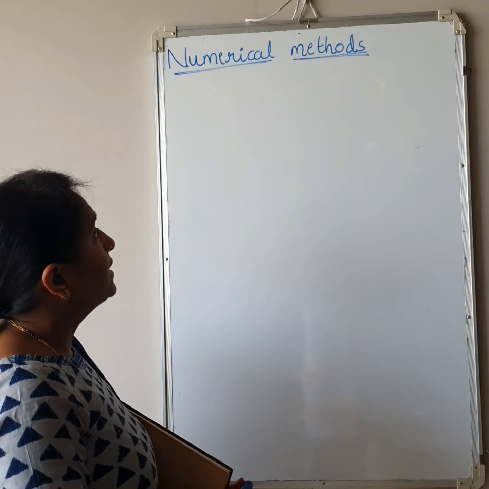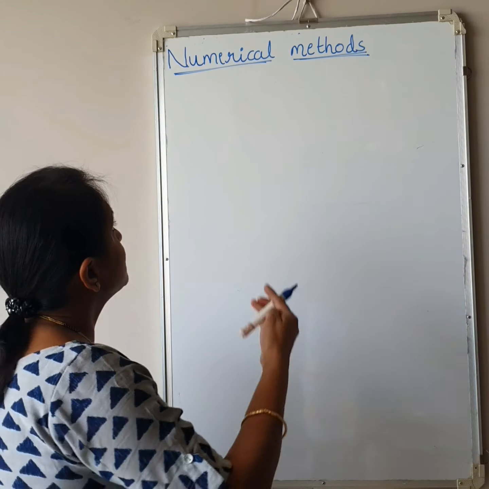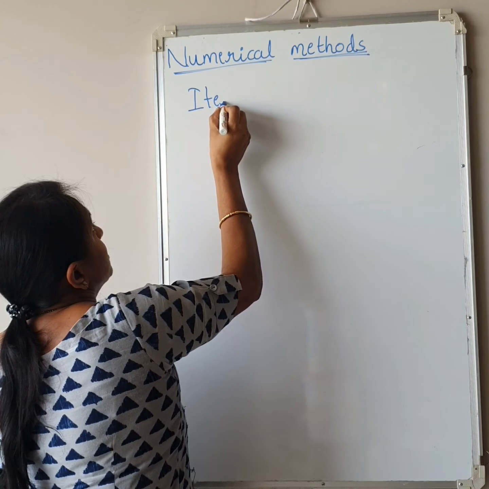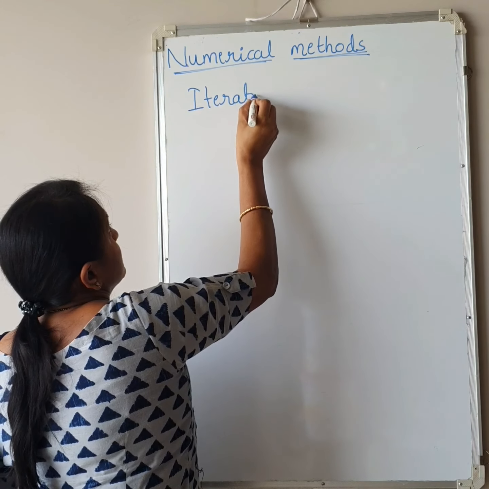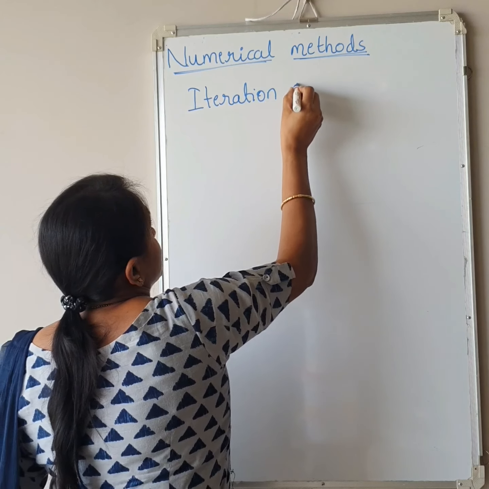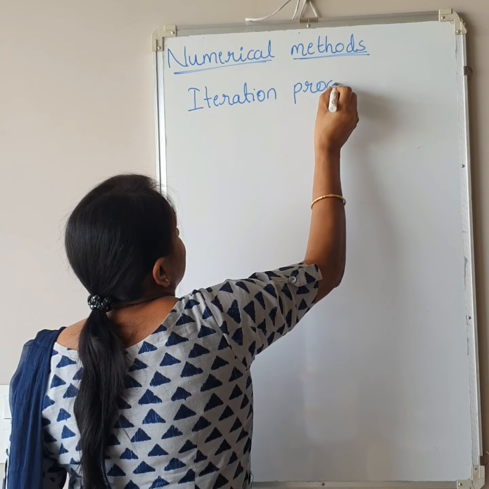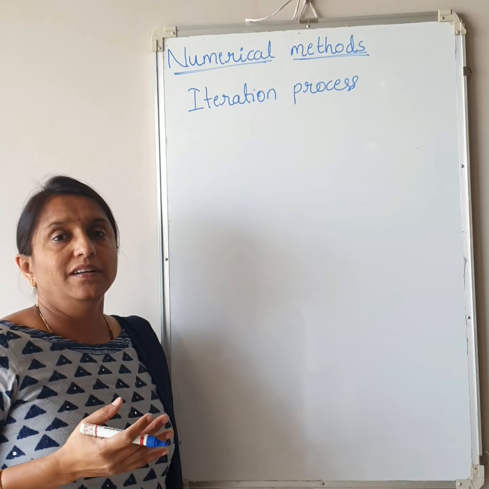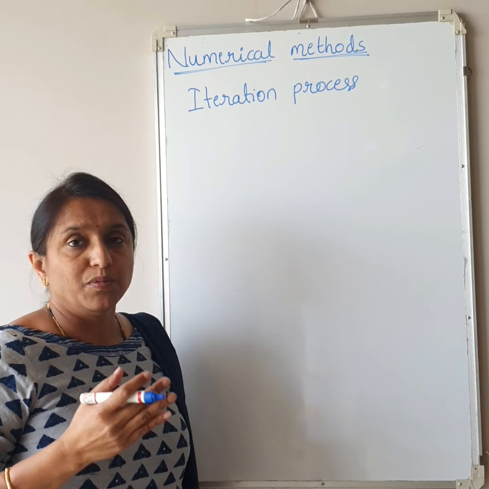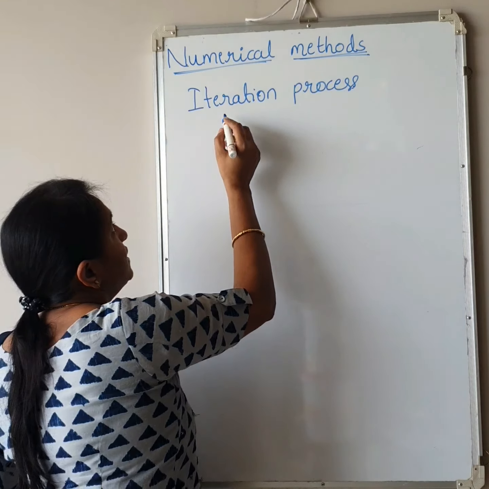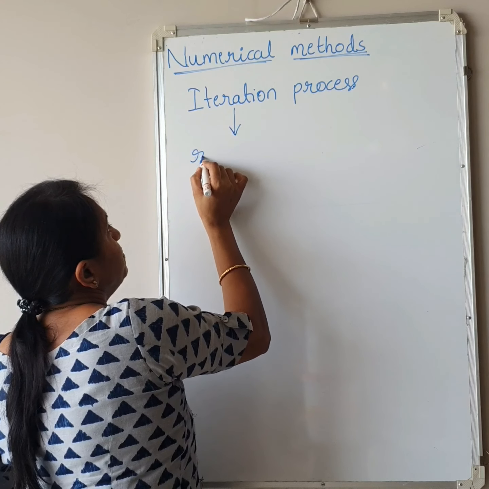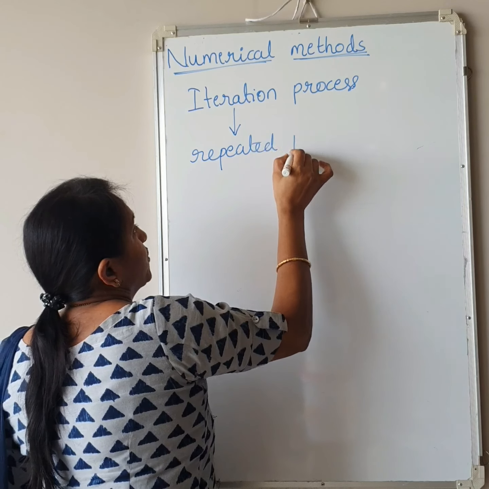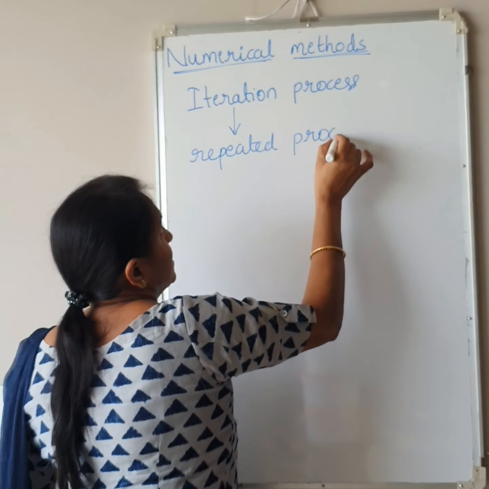In numerical methods, we use what is called the iteration process. What is the iteration process? Iteration means repeated. The same process is repeated in each step. Iteration means repeated steps, a repeated process.